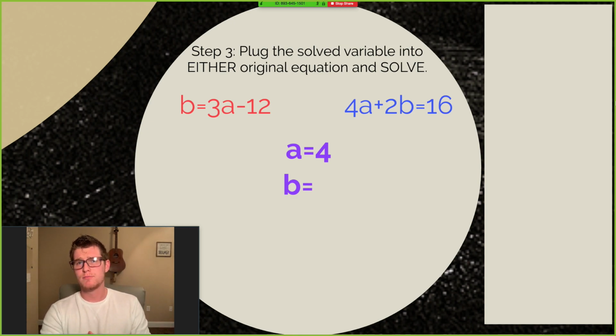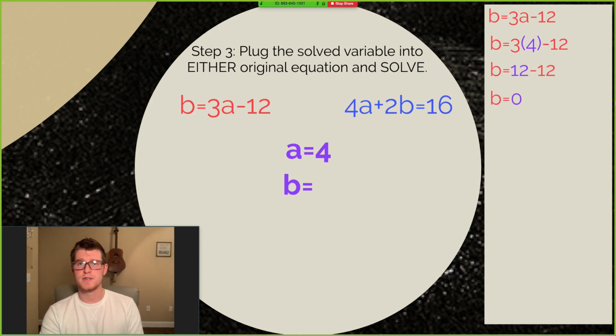It's important to note here that you could plug 4 into the red equation or the blue equation, and you're going to come up with the same answer. And this is because, if you remember, we're finding where these two graphs would intersect. We're finding the point on a coordinate plane where the graphs would intersect. So it doesn't matter which of them you plug the 4 into, you're going to get the same answer. And I'll show you what I mean. Let's start with the first. If we plug 4 in for the a, we get b equals 3 times 4 minus 12. Well, 3 times 4 is 12, therefore b is 0. So we know that b is equal to 0 when we solve this system of linear equations.